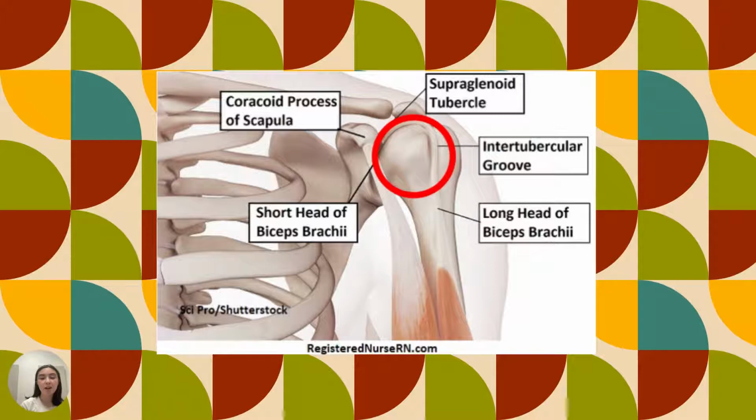And in this diagram, I have the lesser tubercle of the humerus circled. So instead of the short head of the bicep attaching to the scapula, it's going to attach in there.